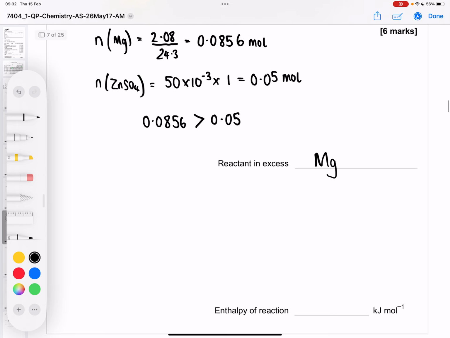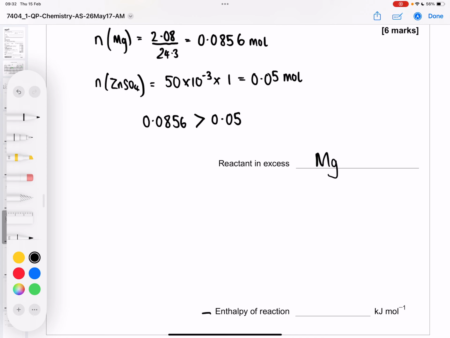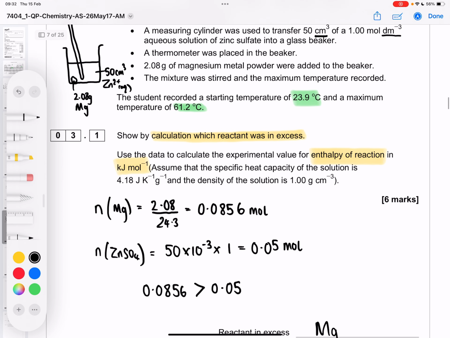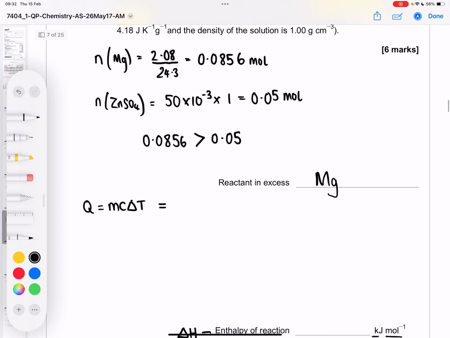The next bit is to calculate the enthalpy change. Now enthalpy change is delta H. We can't get there directly because delta H is in kilojoules per mole. So first of all, we're going to calculate heat energy, Q, in joules by doing mc delta T. Now in this equation, the m is the mass of the solution, and the solution is actually the 50 centimetres cubed of zinc sulfate. Now because it told us the density was 1 gram per centimetre cubed, we're going to say that that is 50. And then we times by the specific heat capacity 4.18, and then we need to find the delta T.